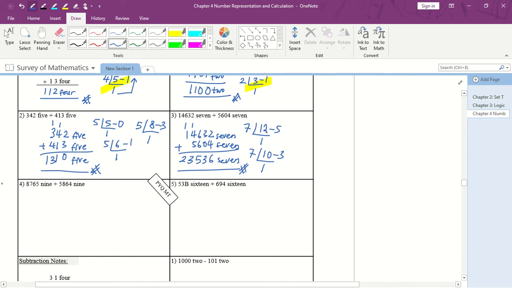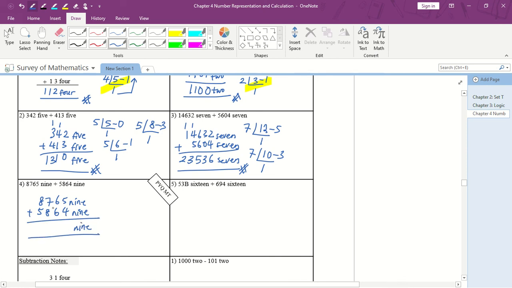Okay, and let's try the next one here. 8765 base 9 plus 5864 base 9. We need to add them up together. Of course, it will give you base 9.